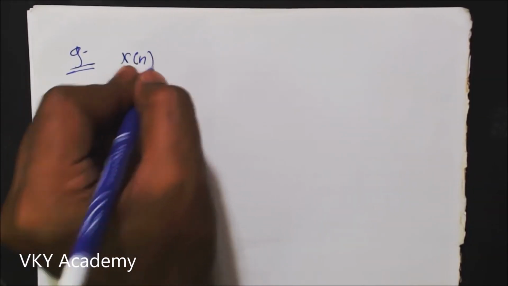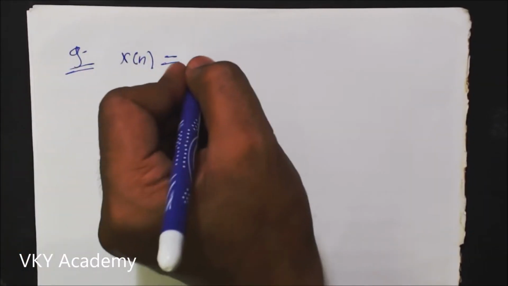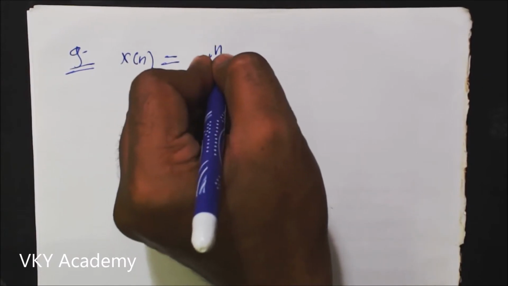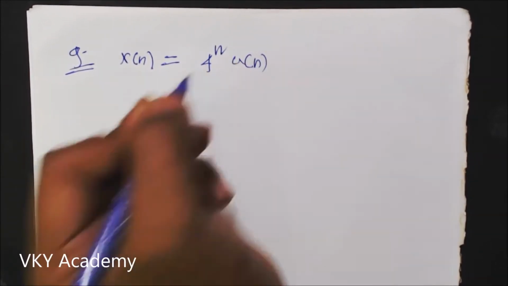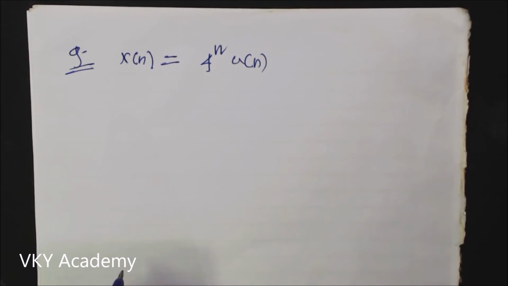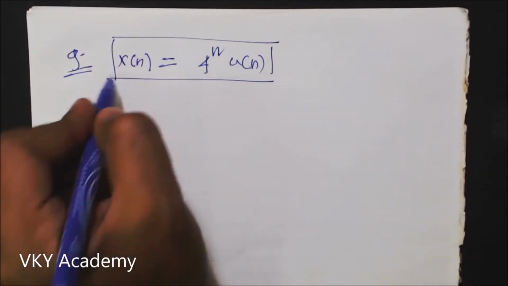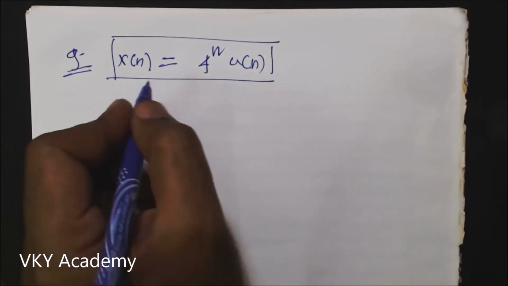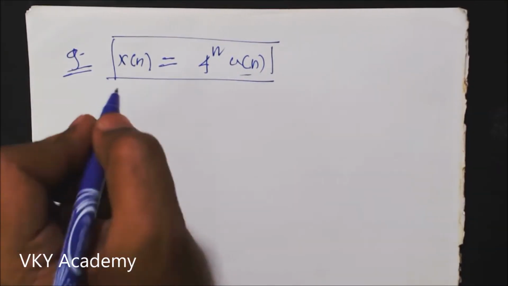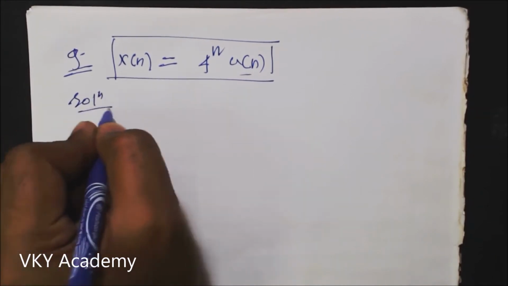Today we will solve a numerical with the help of multiplication with exponential or scaling property of Z transform. The question is, determine the Z transform of x of n equal to 4 to the power n u of n. This we have to find out with the help of multiplication with exponential property. Now the most basic function is u of n. So let us start the solution.